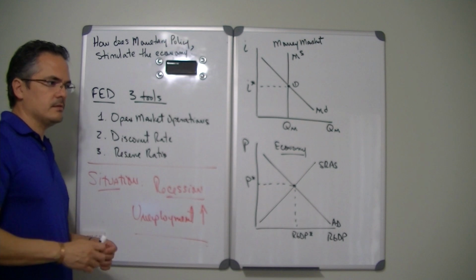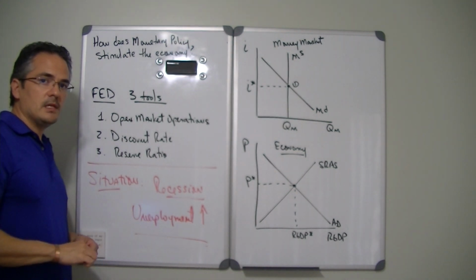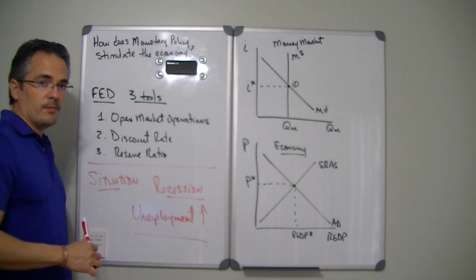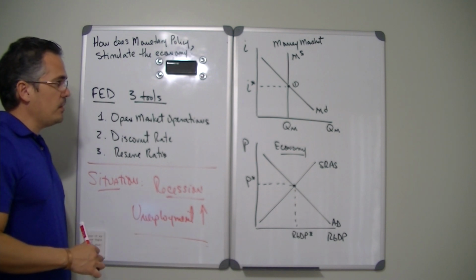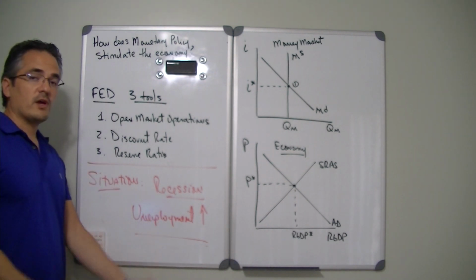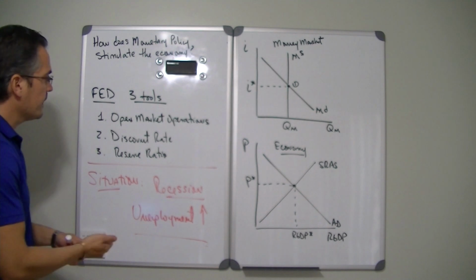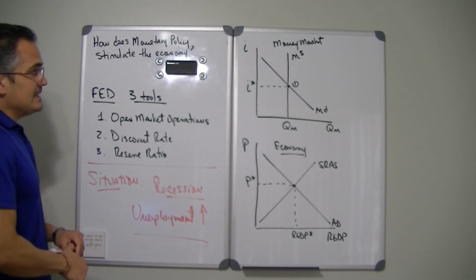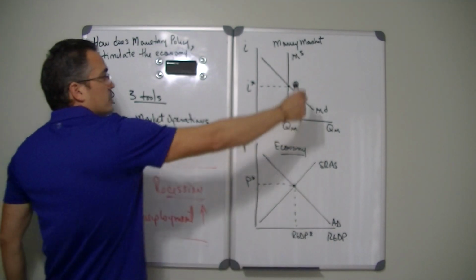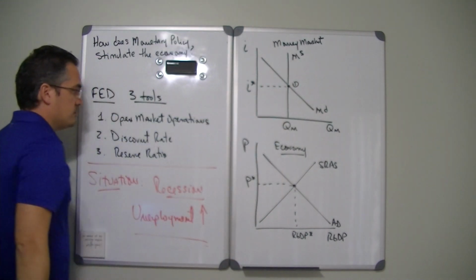They have a dual mandate. Mandate number one is price stability. Mandate number two is high employment. An increase in the level of unemployment is going to make the Federal Reserve try to work on that employment mandate. What they basically want to do is make sure that the money supply shifts to the right so that interest rates go down.